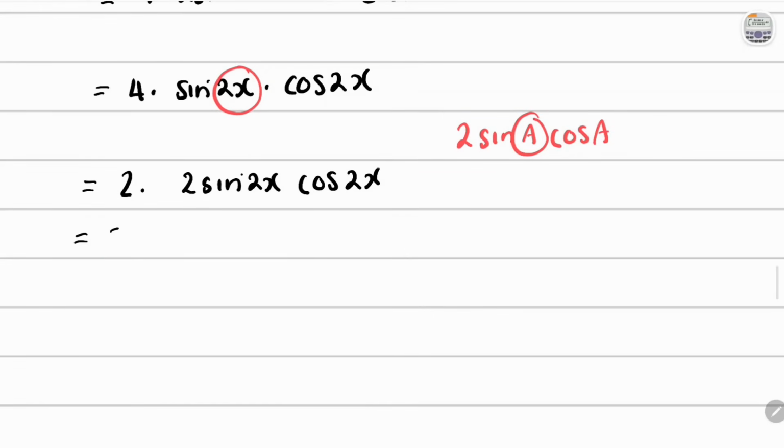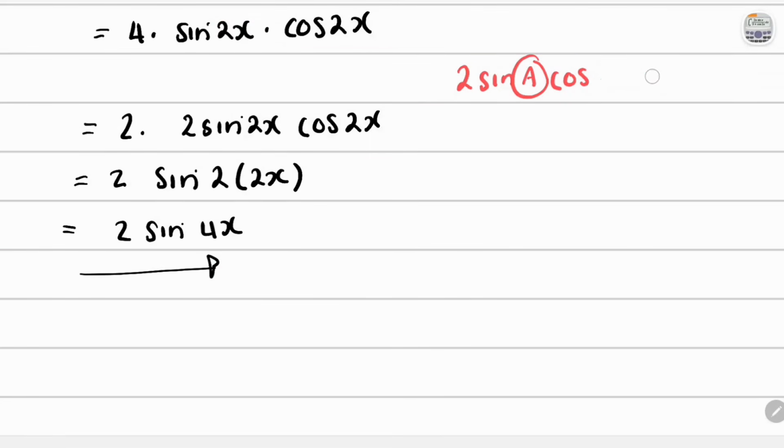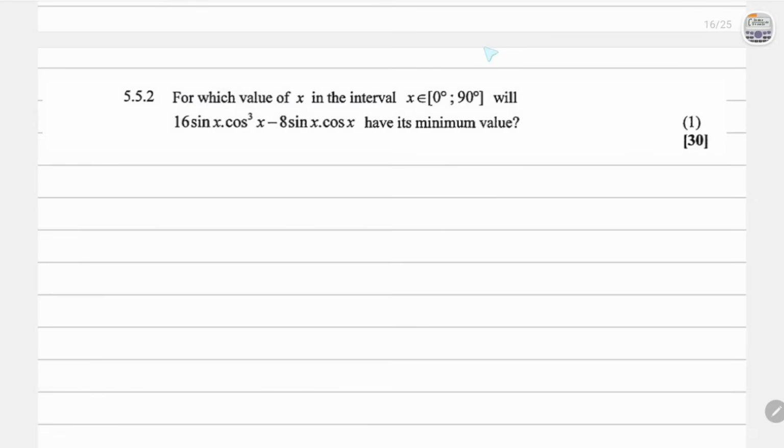And then this is going to be 2 times. And now this, because this simplifies to sine 2A, it would also simplify to sine 2 multiplied by the angle that you have here. That is our A that we were referring to. So times 2x. So this is simply just 2 sine 4x. And that is the single trig ratio that it simplifies to. Question 5.5.2 says, for which values of x in the interval where x is an element of 0 degrees to 90 degrees will this function have its minimum value?